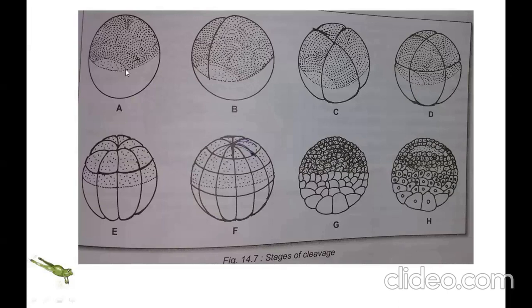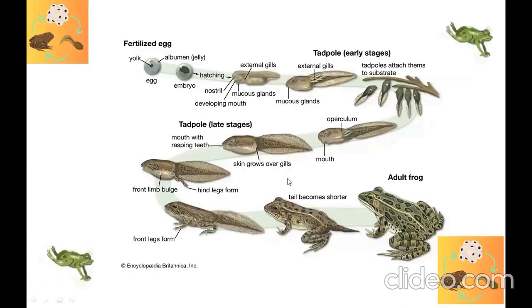See, this is the first embryo, and here it undergoes cleavage, and it is not equal, it is unequal, and again it is undergoing mitotic division. The cell is getting divided, and more cells are produced. Blastula and gastrula are produced in the cleavage process.